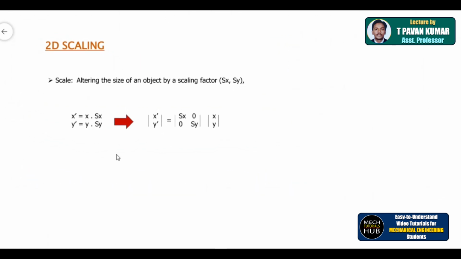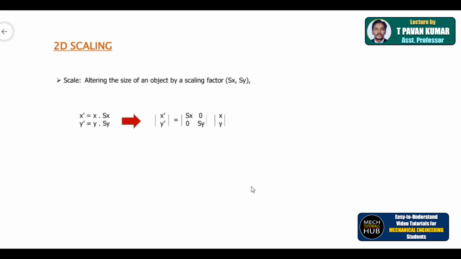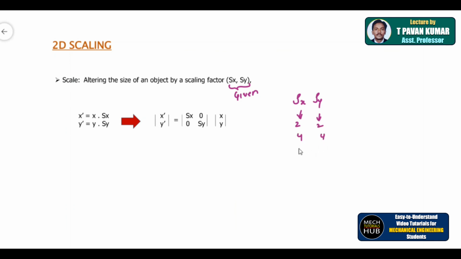2D scaling: altering the size of an object by a scaling factor Sx, Sy, as I have mentioned in the beginning. This Sx, Sy will be given to you in the question. These are given terms in the question. They may ask you to increase the scale 2 units in x direction, 2 units in y direction, or else 4 units in x, 4 in y, or else 3 in x, 4 in y. It could be uniform scaling, it could be non-uniform scaling.